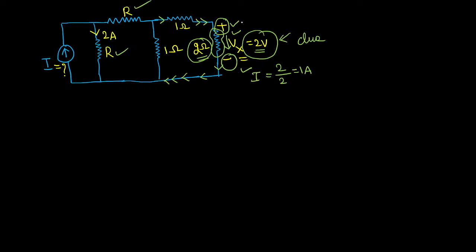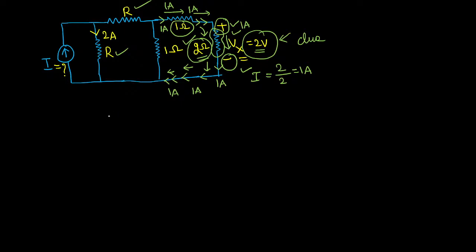So this resistor is consuming 1 ampere current. And see this entire branch, this 1 ohm resistor and this 2 ohm resistor, both are connected in series or not? Yes, sir, both are connected in series. So if this 2 ohm resistor is carrying 1 ampere, then here also it is 1 ampere, here also it is 1 ampere, everywhere.